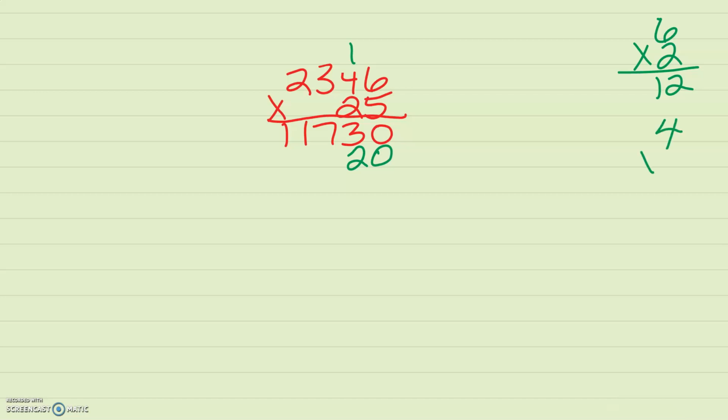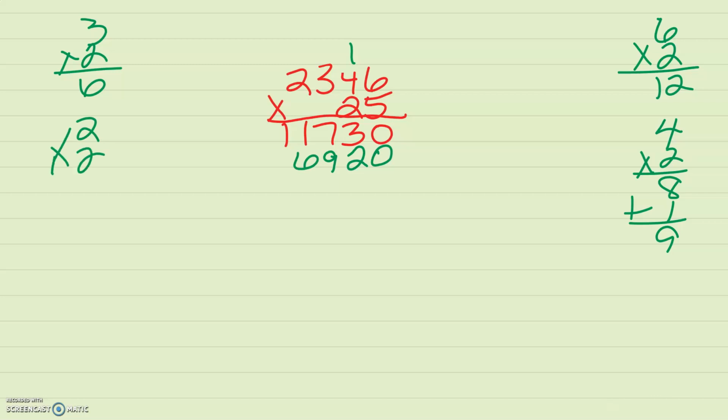Then we have 4 times 2 is 8. 8 plus the 1 that we regrouped is 9. So we write down our 9. Okay. So now we have 3 times 2 is 6. We did not regroup anything on our last one, so we just write down our 6. And then we have 2 times 2. We did not regroup anything on our last one, so we just write down our 4. Remember to keep your place values lined up.